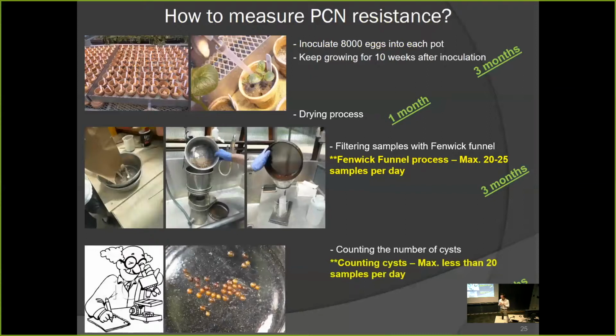So in my case, I used full replication, so I had to grow around 860 samples in the greenhouse. As a result, to complete this whole process, I had to use around 1 year. So as you can see here, reducing this bioassay amount is really important for selecting nematode resistant clones.